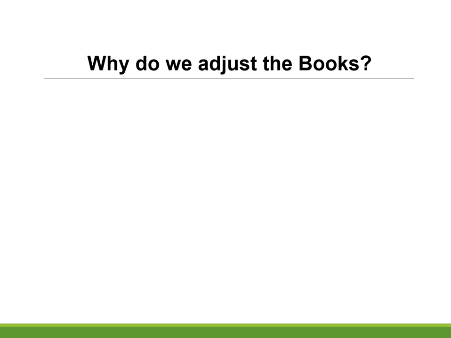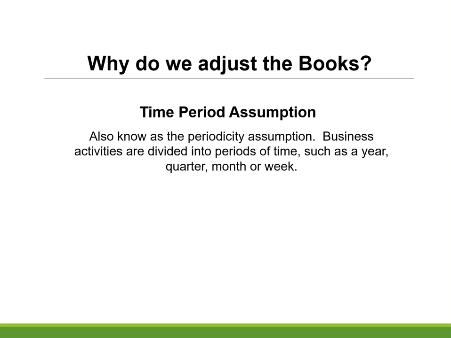Okay, the next principle we need to understand is the time period assumption. This is also known as the periodicity assumption. Business activities are divided into periods of time, such as a year, quarter, month, or week. We also have a fiscal year, and a fiscal year is a continuous 12 months. Some businesses do not end their year at December 31st. Instead, it might be March 31st or June 30th, and that is called a fiscal year. And a calendar year is January 1st through December 31st.